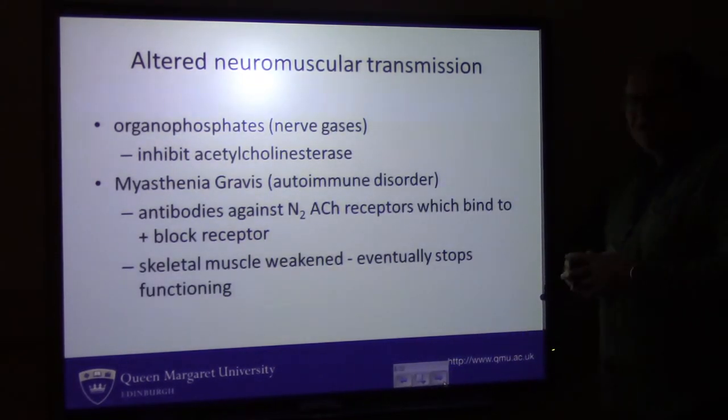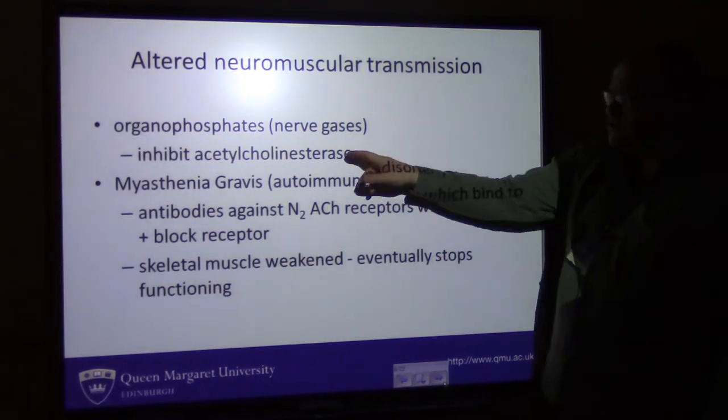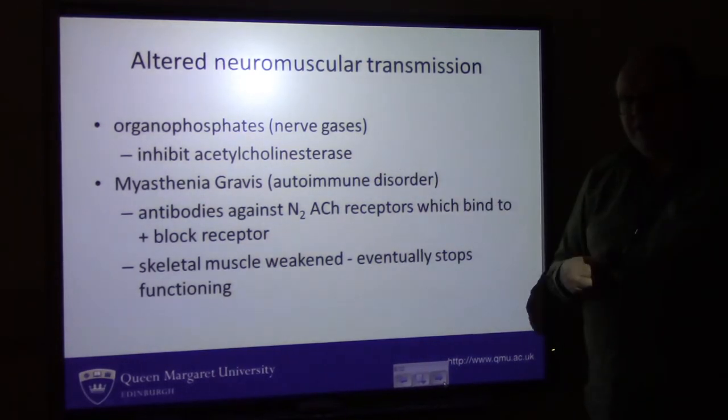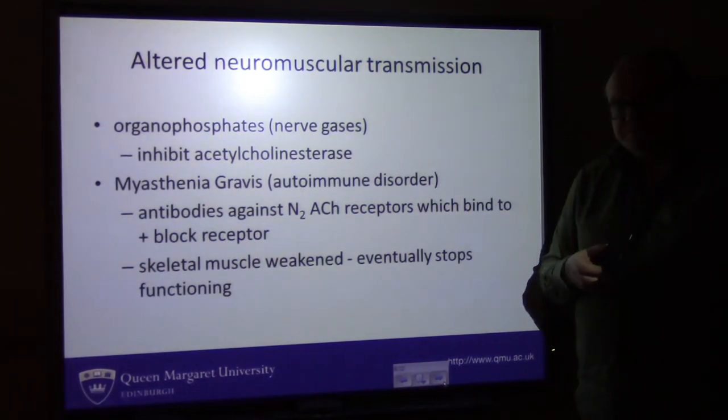We've also got the organophosphates. The organophosphates have become better known as the nerve gases that you often hear referred to in chemical warfare. These organophosphates inhibit acetylcholinesterase. Now, acetylcholinesterase is the enzyme that breaks down acetylcholine.